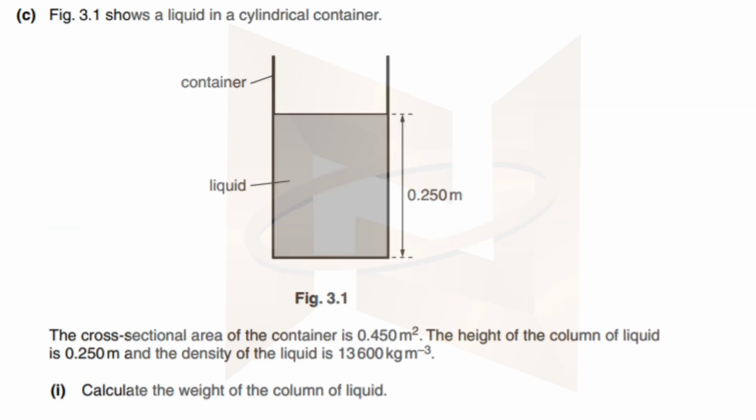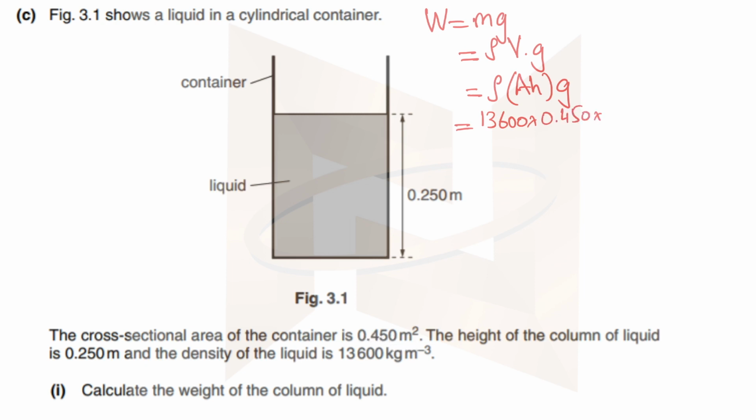Now in this part, they're asking you to calculate the weight of this liquid column, and let's start. So you understand that weight is equal to mg. You know mass is density into volume, into gravity. Now you know that volume is base area into height, isn't it? Into gravity. Now you're given the density as 13,600, the base area as 0.45, the height of the liquid column as 0.25, and the value of gravity is 9.81.